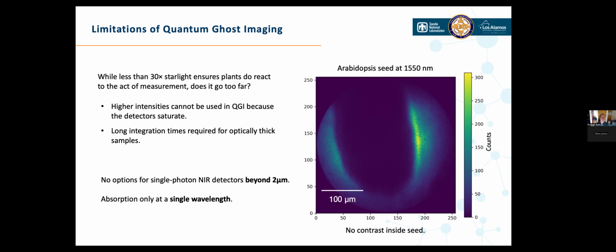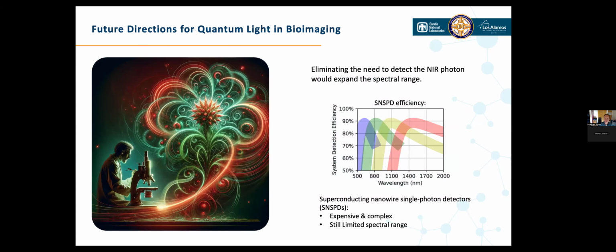Another big problem is that this is really, at the moment, a single photon or single wavelength technique. I offered in the beginning a comparison against FTIR, which is a spectral technique. You get the whole spectrum of absorption of your sample. Quantum ghost imaging at the moment is only operating on a single wavelength at a time. So let's talk about what the feature of this is.